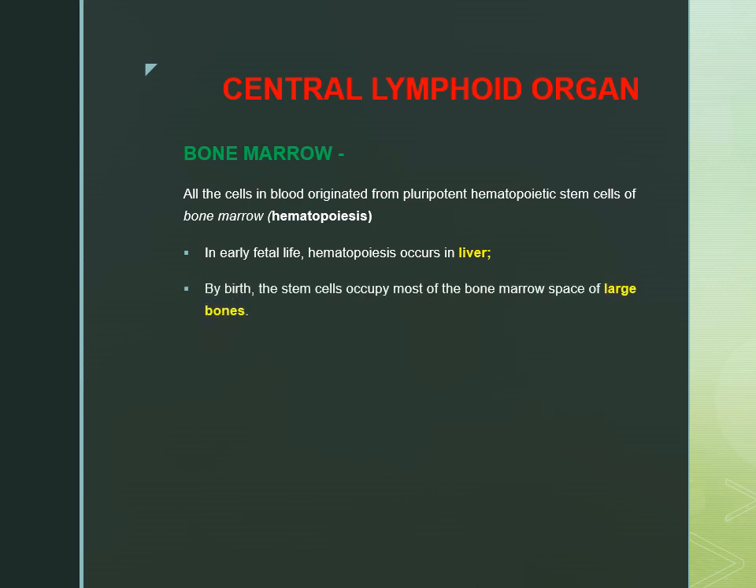That is, the stem cells occupy most of the bone marrow which is present in the large bones. So first it is the liver, then the large bones, and then it shifts to the axial bones after puberty. Axial, that is the axis of your body. It includes the pelvis, vertebrae present in the spine, sternum, skull and ribs. So in all those axial bones the bone marrow is present, and this hematopoiesis occurs.